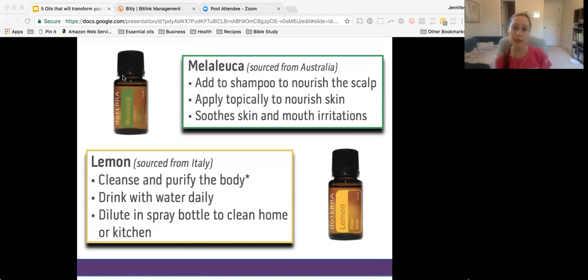So it is pretty gentle, which I love as well. So again, just like with melaleuca or On Guard, you can clean with it. You can do your household cleaning with lemon and water, which is fantastic. You can diffuse lemon. Diffusing citrus oils is actually beneficial for 2 reasons.